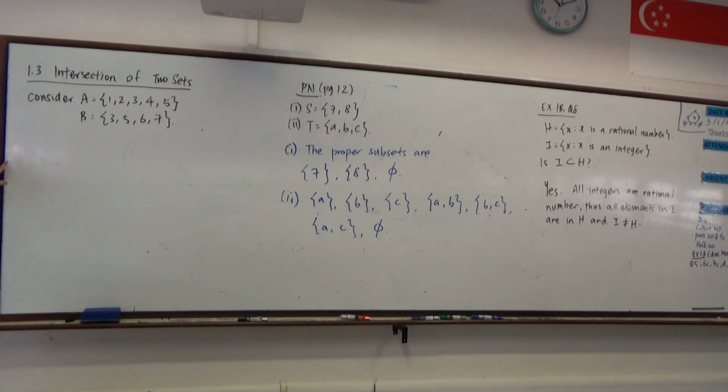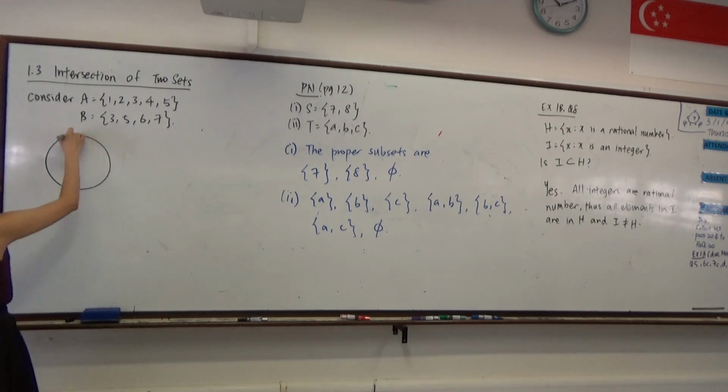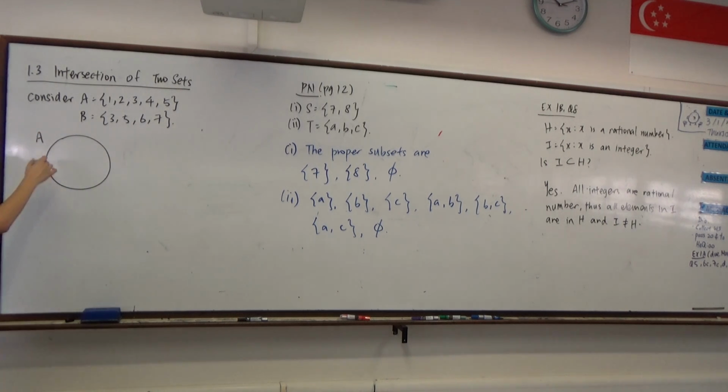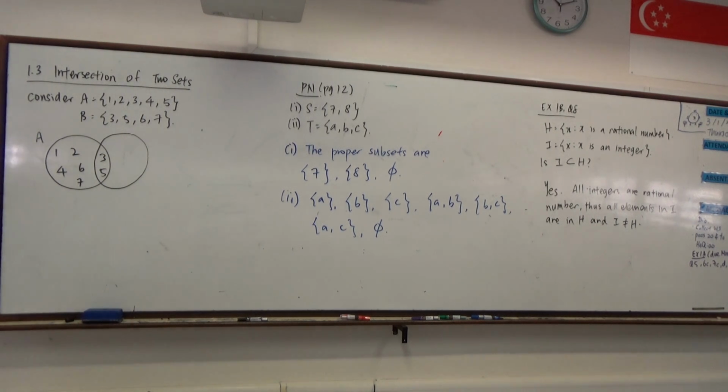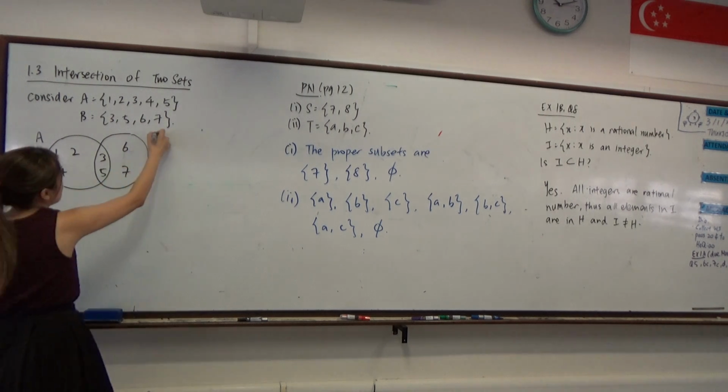Okay, so if you were to consider a set A that has 1, 2, 3, 4, 5 in it, and then a set B that has 3, 5, 6, 7. In order to draw the Venn diagram, for A itself I would have 1, 2, 3, 4, 5, and for B, 3, 5, 6, 7. Because 3 and 5 are common between these two sets, they go in the overlap. So this will be how the Venn diagram would look like.